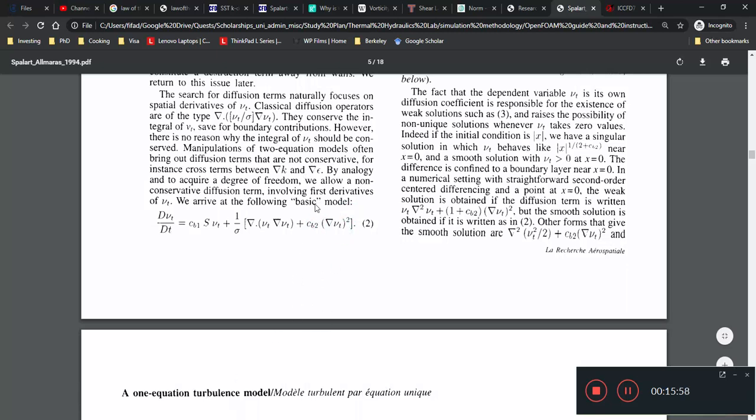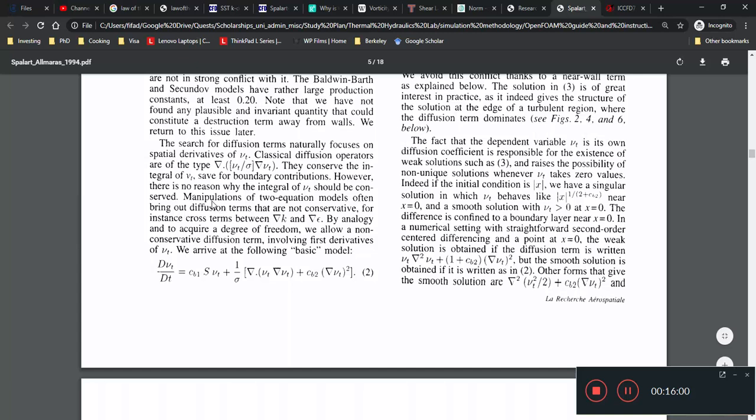Well, if you follow the arguments here, it says manipulations of the two equation models often bring out diffusion terms that are not conservative, for instance, cross terms between the gradient of k and the gradient of epsilon. So by analogy, and to acquire a degree of freedom, a non-conservative diffusion term, which is the second term. So what does that mean?